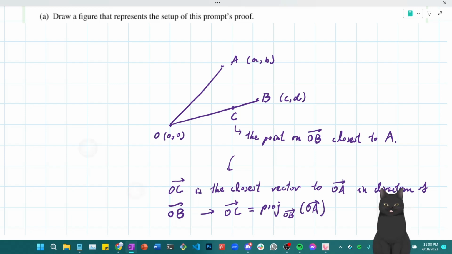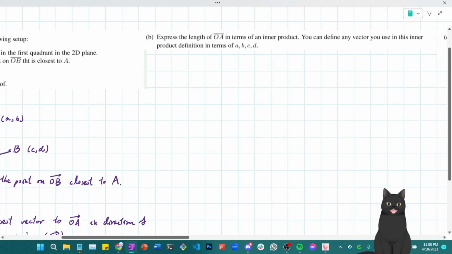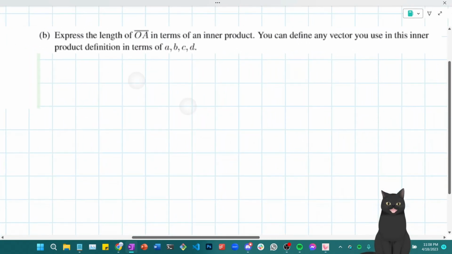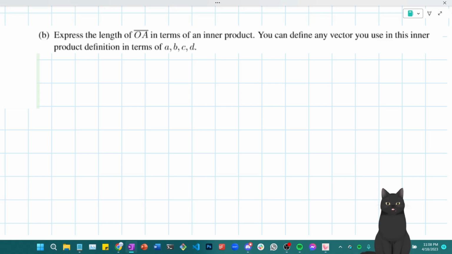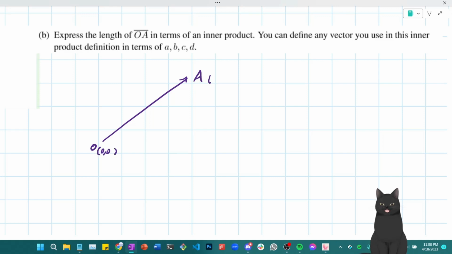So now let's move on to part B, which asks us to express the length of OA in terms of an inner product. You can define any vector you use in this inner product definition in terms of A, B, C, and D, which are the components of the vectors before. Let us remind ourselves that OA is this vector that goes from point O, which is 0, 0, to A, which is A, B. The length of OA is equal to the magnitude of this vector OA, and we can express the magnitude of a vector by using the square root of its inner product with itself.